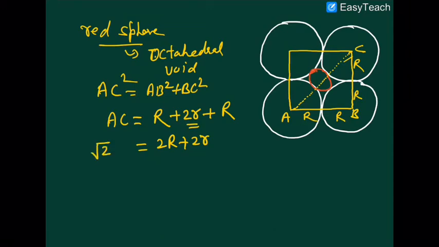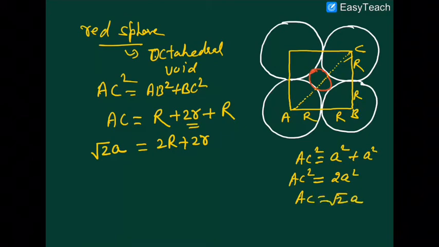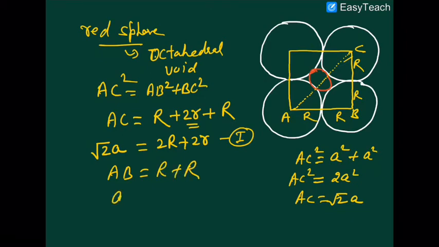It is root 2 times the edge of the cube also. Why? Because AC square is equal to AB square, that is a square, plus BC square, that is also a square. So AC square is equal to 2a square, so AC will be root 2 times a. Here also, AB is equal to how much? AB is equal to R plus R, that is 2R, and AB is equal to the edge also, so a is twice of R also, so it comes out to be 2.